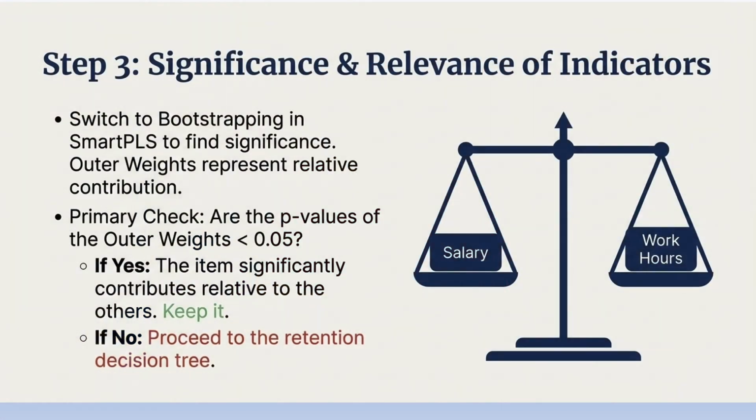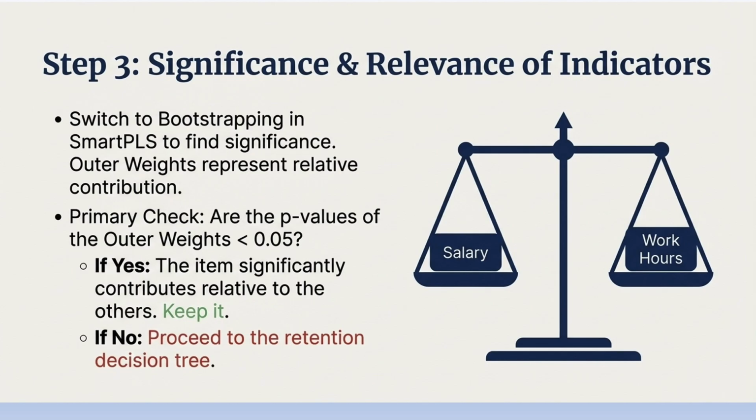So now what you have to see is the significance of the outer weights. Once the collinearity issue is not there, that means we have not repeated anything which we should not have. So, significance and relevance of the indicator is the third step.